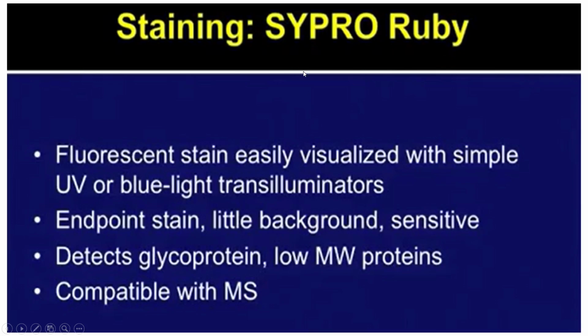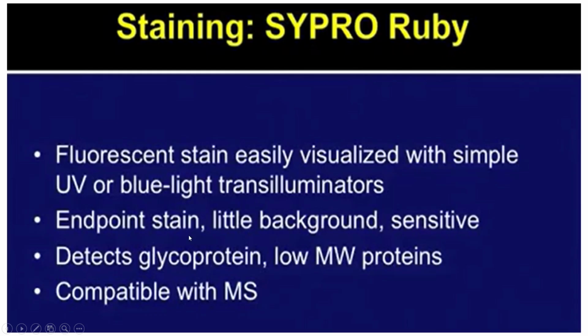Then there is another type of staining like Sypro Ruby, which is a fluorescent stain technique, and it is visualized under UV. The benefit of this technique is it gives little background as compared to these other two techniques, Coomassie and silver, and it is also able to detect glycoproteins.